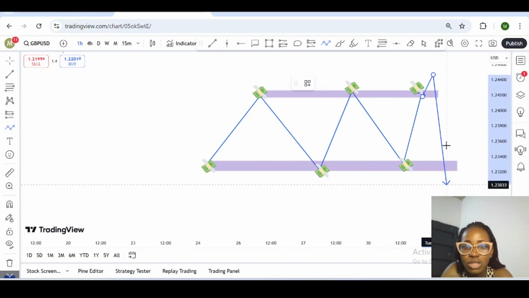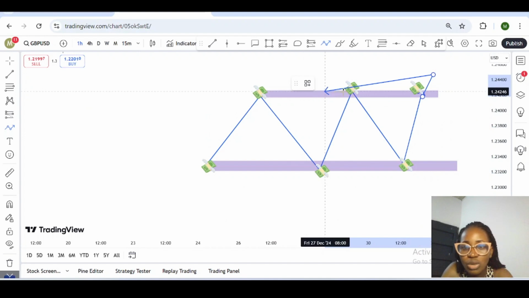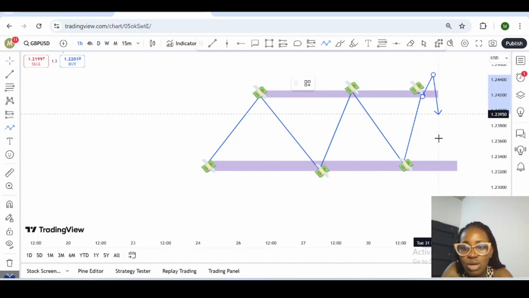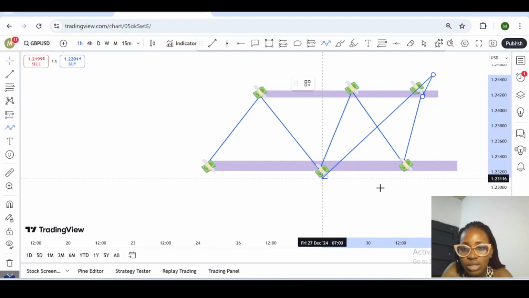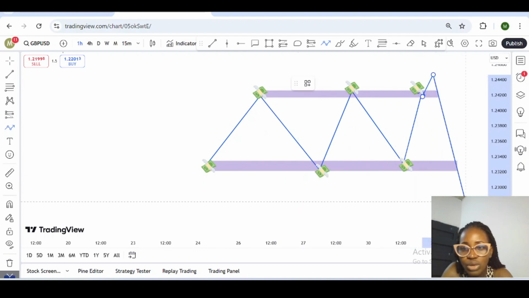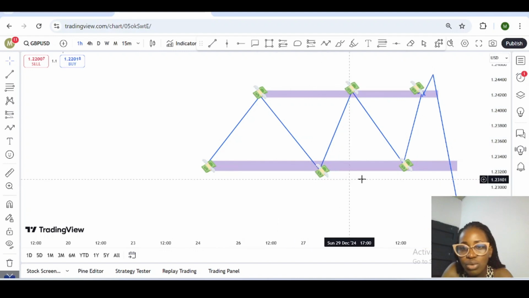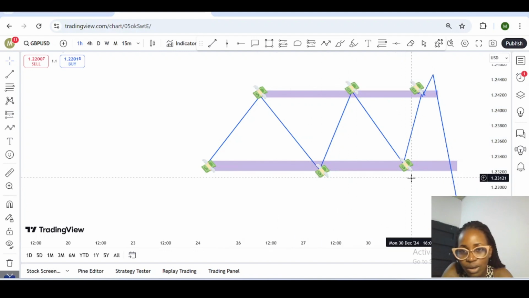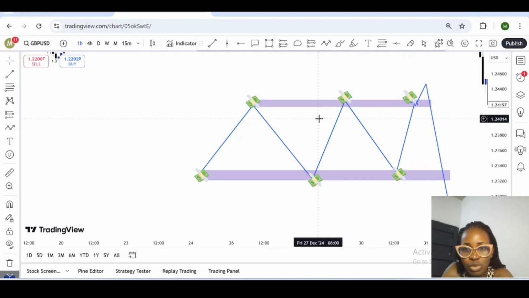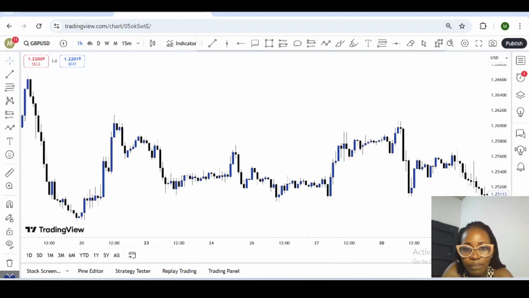So with this, they've successfully swept all the liquidity that was resting above here, and they've also swept all the liquidity that was resting below here by pushing price first to the upside, then dropping it down to this point. So as price is coming down, it's also sweeping the liquidity that is resting below this support level here. All right, so let's go to the chart so we can have a clearer knowledge of this.